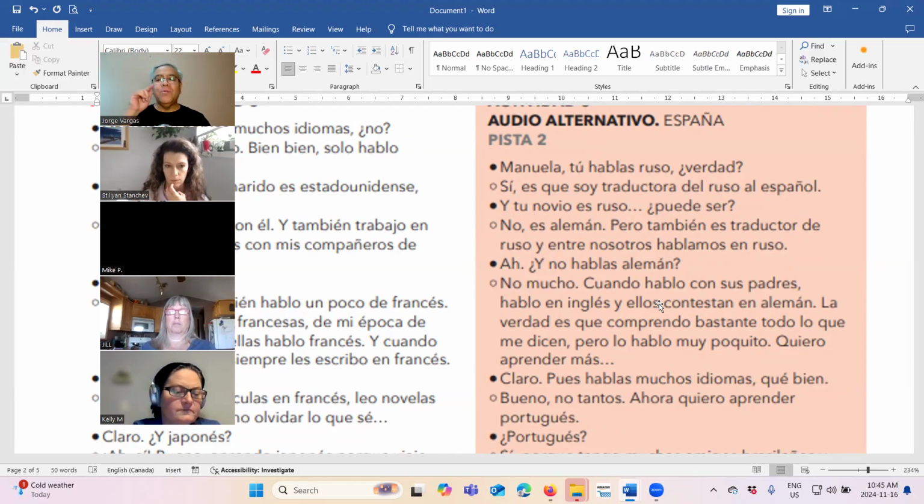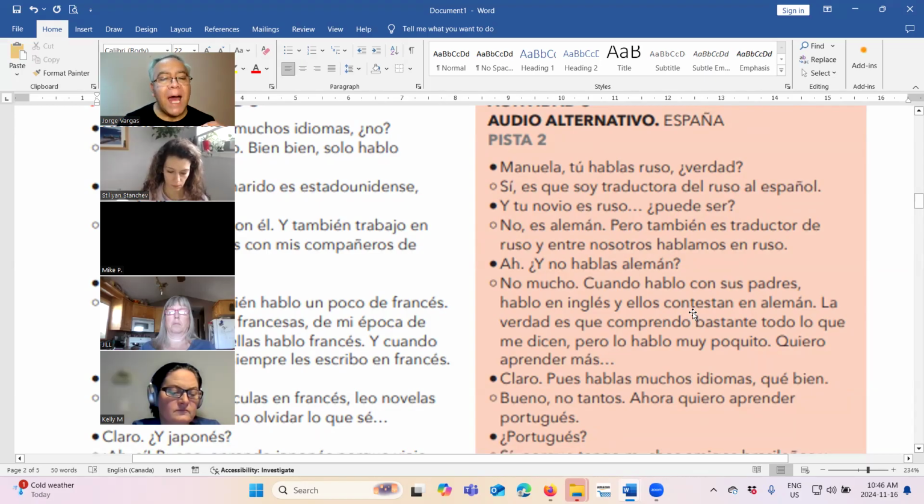Pero cuando hablo con sus padres, hablo en inglés y ellos contestan. New verb here. The verb is contestar, an AR verb, which is to answer. Very quickly, contestar is your target. I'll give you the subject. Give me the conjugated form of contestar.